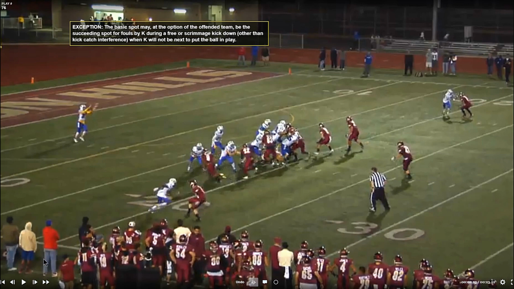Okay, so what is the tack-on that he's talking about? We have a change to Rule 10.4.2 this year, and it's to avoid re-kicks. It says that normally a loose ball enforcement is previous spot, but the basic spot may, at the option of the offended team, be the succeeding spots for fouls by K during a scrimmage, a free scrimmage kick down, other than kick-catch interference, when K will not be the next to put the ball in play. So we have a scrimmage kick. We have a potential foul by K, a hold. And so far, we've got that exception, right? So we can get a succeeding spot enforcement on this.